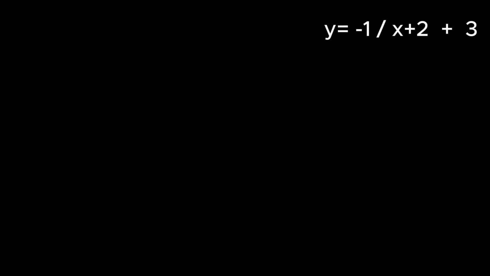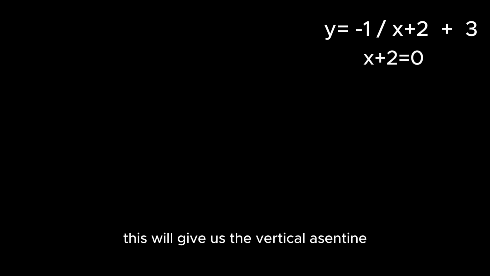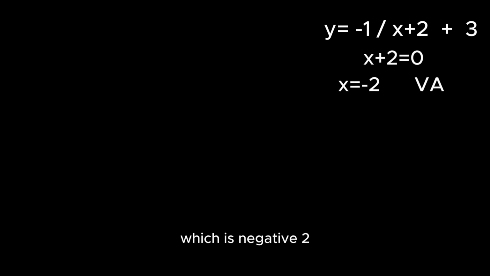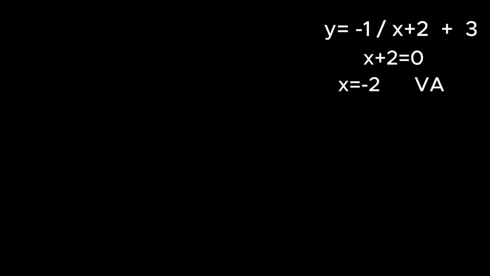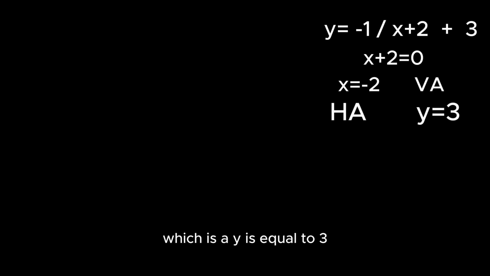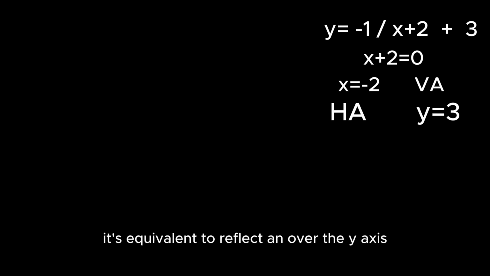Try this one. So if we set x plus 2 equals to 0, this will give us the vertical asymptote, which is negative 2. This number tells us the horizontal asymptote, which is y is equal to 3. And the negative sign tells us that it reflects over the x-axis, which for rational functions, is equivalent to reflecting over the y-axis.